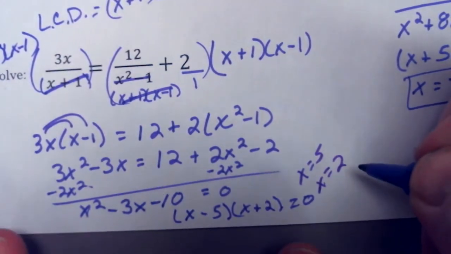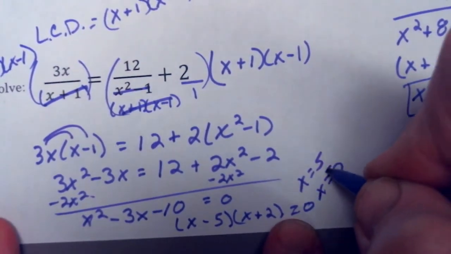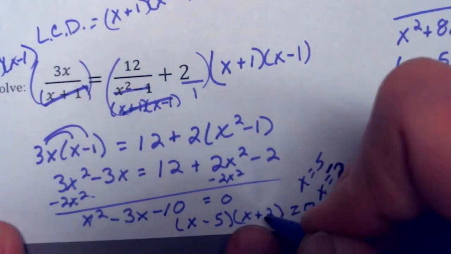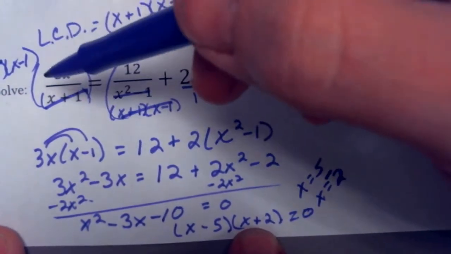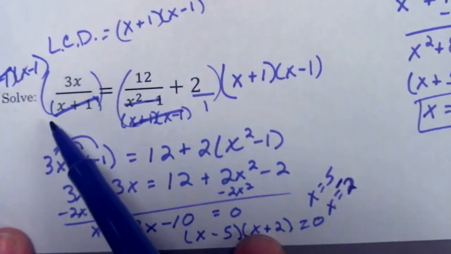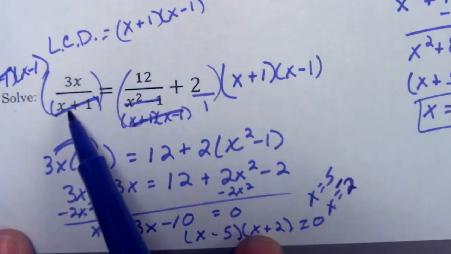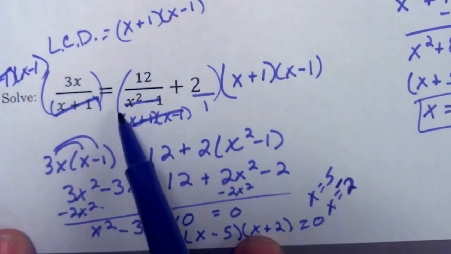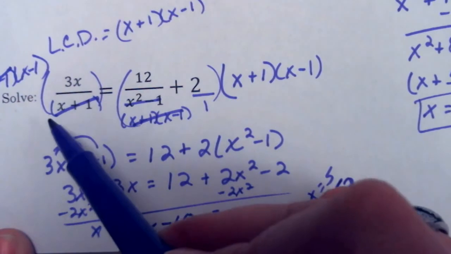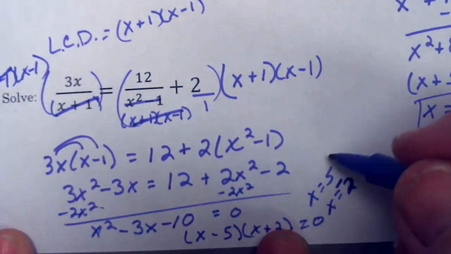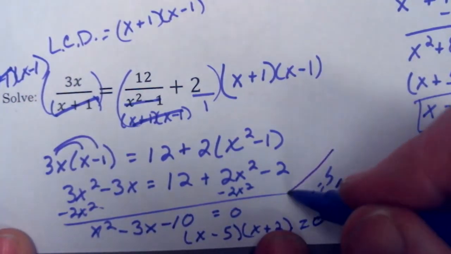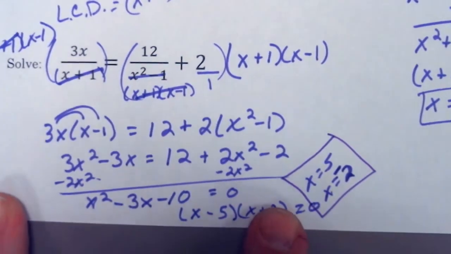The last step is just to check, oh, x equals -2, because -2 plus 2 is 0. Check up here. See if it'll make any of the denominators go to 0. 5 plus 1 equals 6, so that's good. And -2 plus 1 is -1, so both of those will work. So those are the two solutions for number 9.